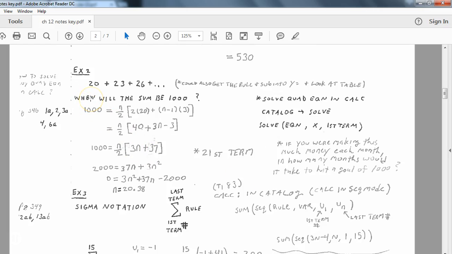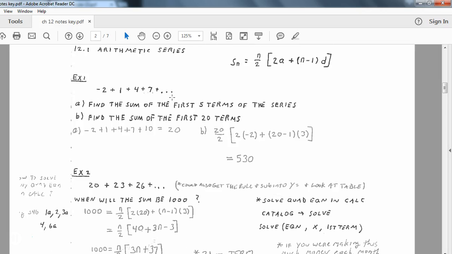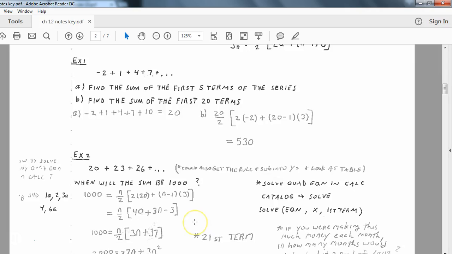Right here, so a little change in the question. Now they're saying, when will the sum be 1,000, or how many terms would it take to get a sum of 1,000 on this one? So now they're giving me the sum, and they're asking me to find n. If you go back to the formula that we're working with here, they're giving me the sum of 1,000, and they're asking me how many terms would it take to get there. So now we're solving for n.